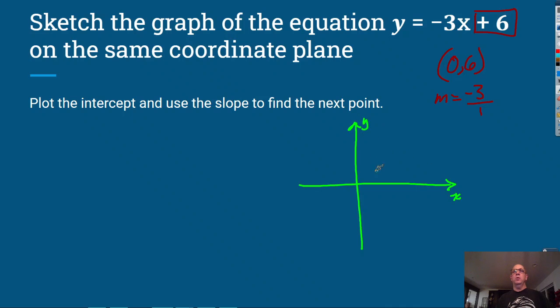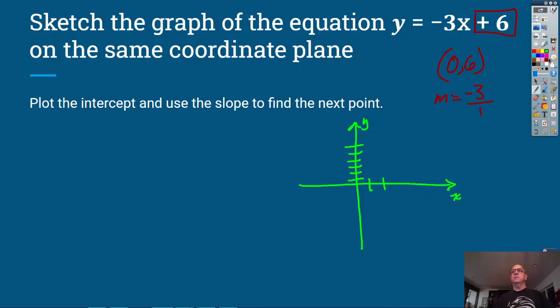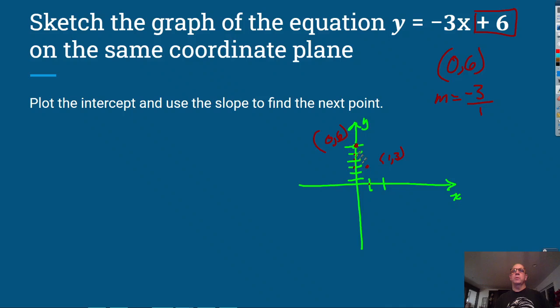If you're doing this at home, 0, 6, 1, 2, 3, 4, 5, 6, and let's put a couple of points over here just to see if it works. So 0, 6 is right here, if I can change colors. 0, 6. And then a slope of negative 3 is down 3 and over 1. So that is 1, 1, 2, 3. So that is 1, 3. Okay. Draw a line between them.